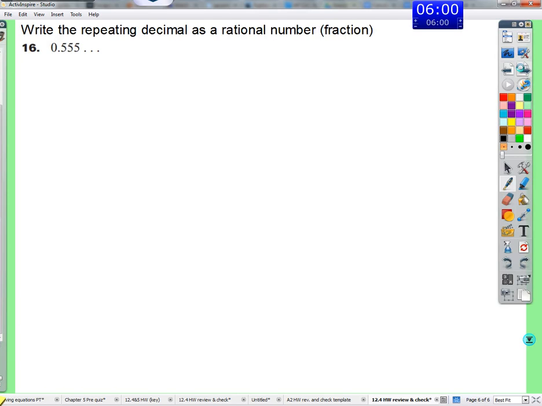It's just so easy. Okay, so now we're going to write a repeating decimal as a rational number, a fraction. We first need to write it as an infinite geometric series, the sum of an infinite number of terms. What was our first term? 0.5. What is this as a fraction? 5/10. We can do 0.5 or 1/2.